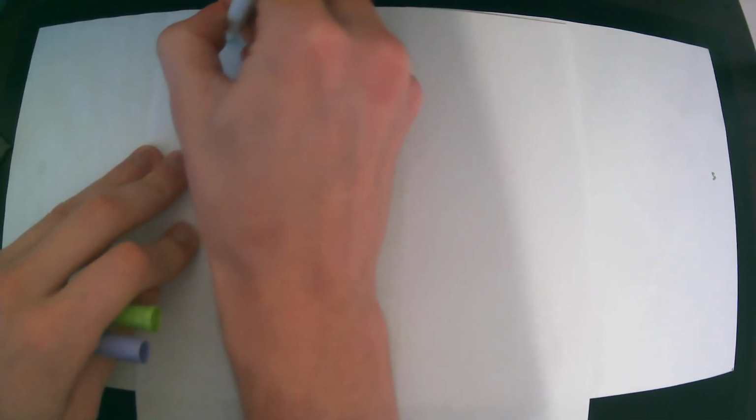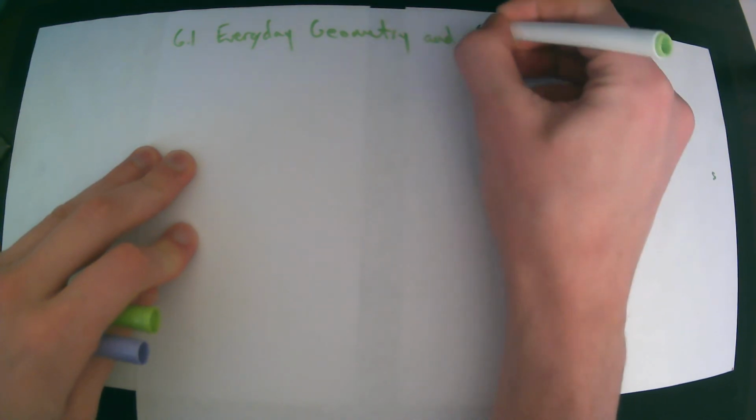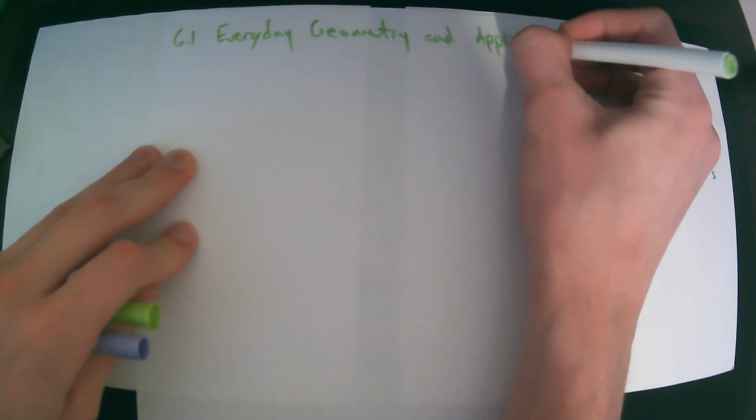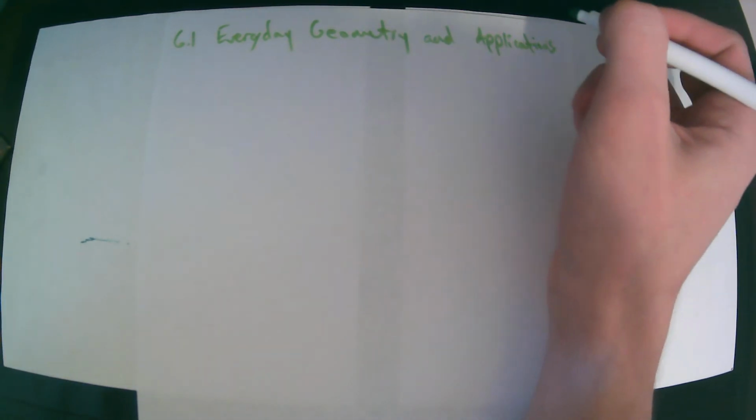Okay. Section 6.1, Everyday Geometry and Applications. The first sentence of this section says, geometry is one of the most useful topics for real life that you will ever study. Yeah, that's a pretty strong statement. I don't disagree. I think maybe the most useful topic in mathematics for real life that you will ever study.